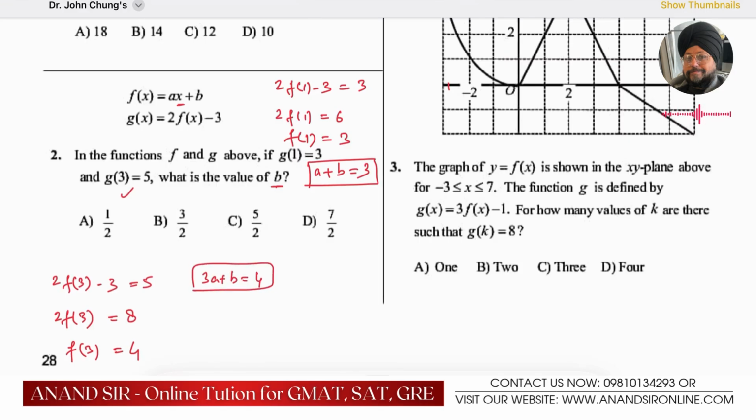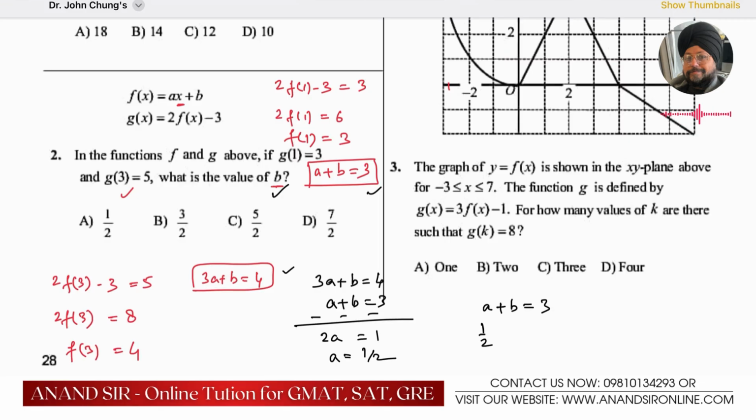Now we have got two equations. We can solve them and find the value of b. 3a + b is equal to 4 and a + b equals 3. So when I subtract, I get 2a is equal to 1. So a becomes 1/2, right? Now I need to find b because the question is to find b. I plug in the value of a over here. a + b is 3, a is equal to 1/2. Then b becomes 3 - 1/2, which is 5/2 or 2.5. So option C is the right choice.